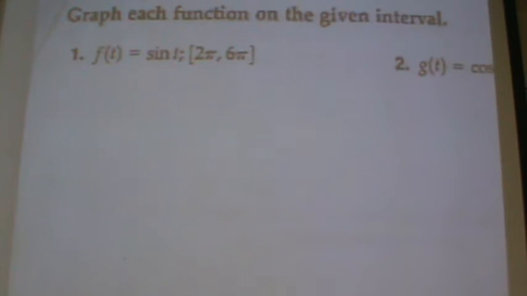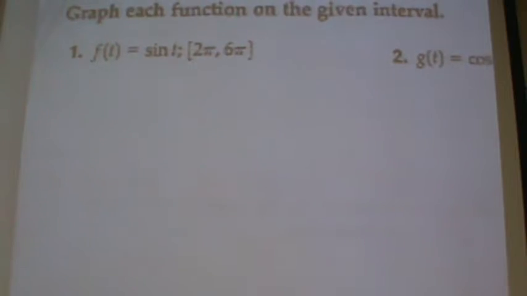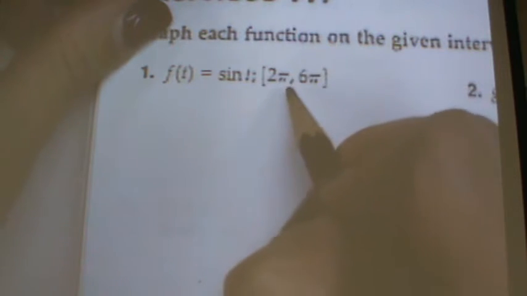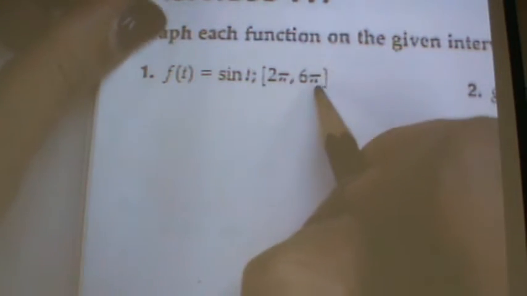Graphing paper. Here is the homework for section 7.1. This is day 2. Now, this is kind of building on yesterday, but it's a little more challenging because what they want you to do, and I didn't give you any graph paper, so you have to do this freehand. I want you to graph the sine curve, but only the interval 2 pi to 6 pi.